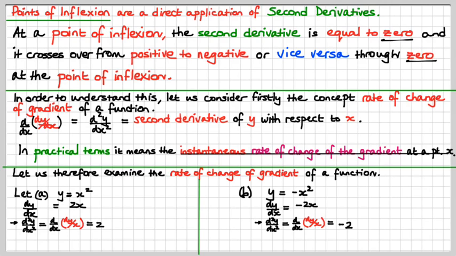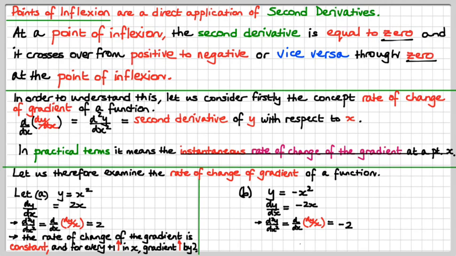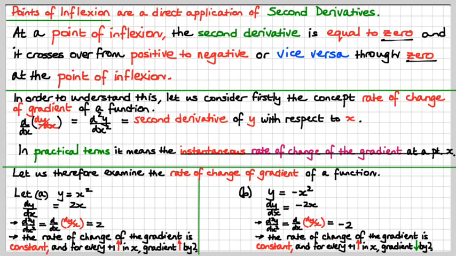Now, what is that telling you? That constant there, equal to 2. It's telling you that the rate of change of the gradient is constant. And for every plus 1 increment in x, the gradient of y equals x squared goes up by 2. That's in the case of this one here. For this one here, what do you think? Well, the rate of change of the gradient is constant, and for every plus 1 increment in x, the gradient goes down by 2 in that case.